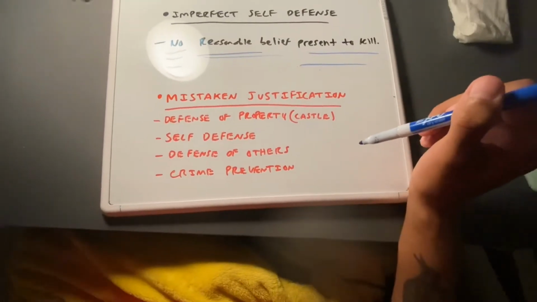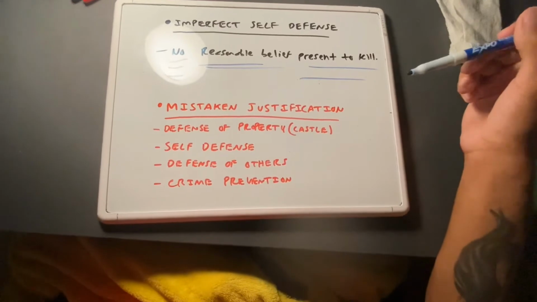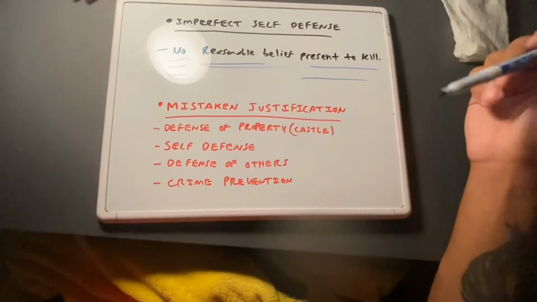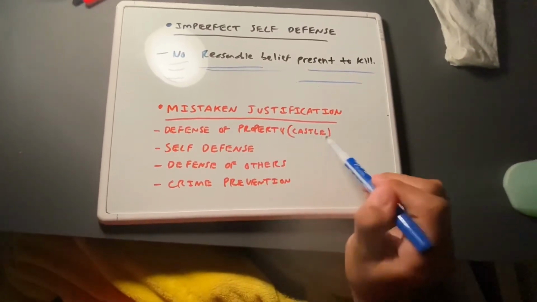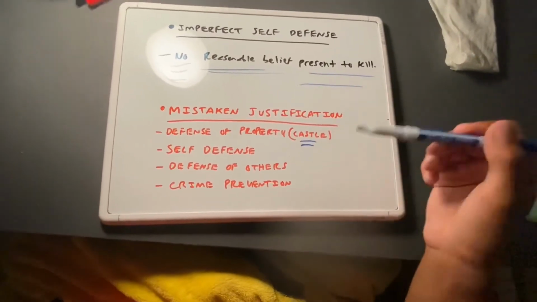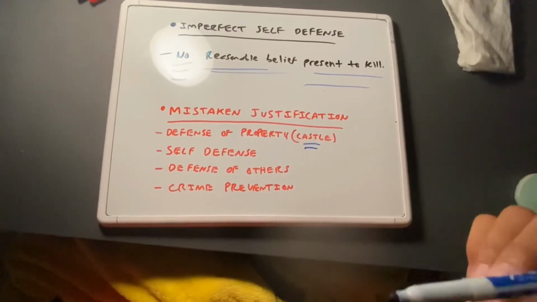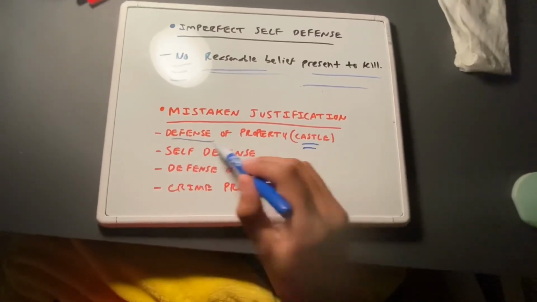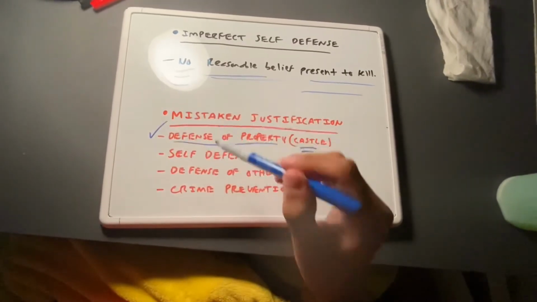Lastly, we have mistaken justification. As I said, in defense of the homicide, justification is a defense that can be raised in order to acquit your charge completely. We have defense of property, which means your castle, right? Your house, your apartment. If you're a homeless person, your tent. Basically, your dwelling, where you sleep, where you reside. That is defense of property. Let's put a little check mark there.